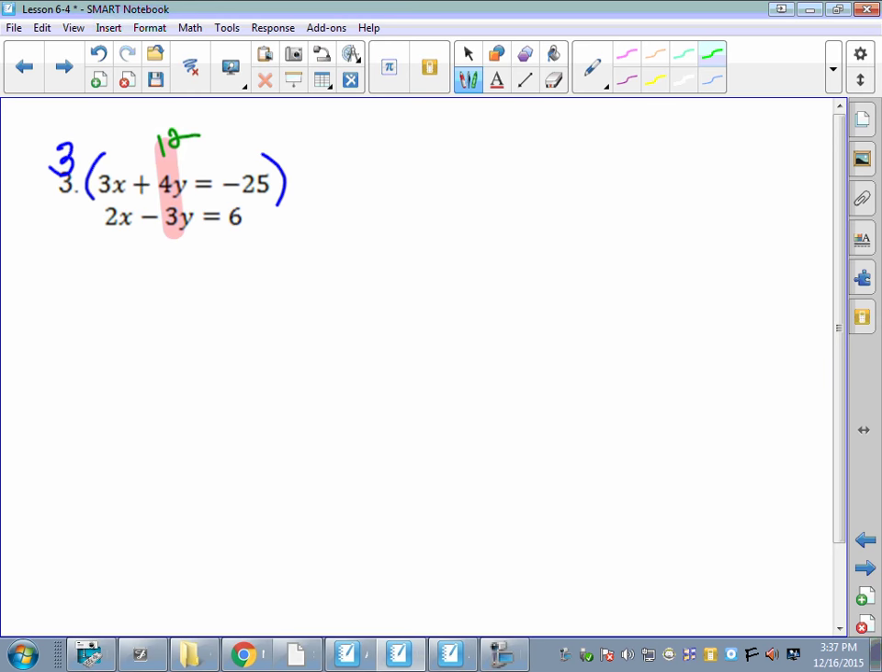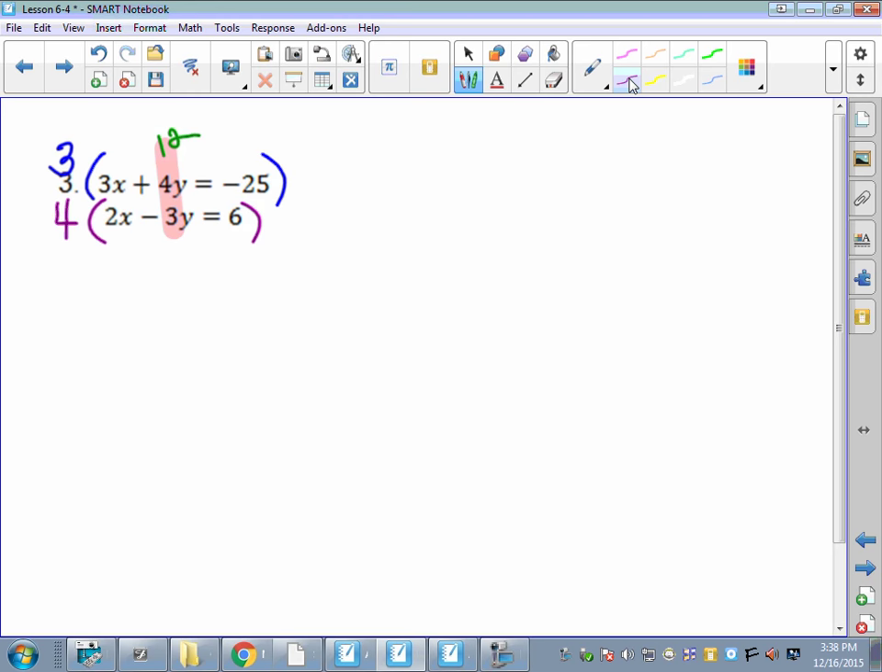Multiply that by 3. The second equation, I want that 3y to become a 12y, so I'm going to multiply everything there by 4. And again, I don't have to worry about signs because the y's already have opposite signs. So both equations are going to change this time. I've got to distribute that 3 on the top equation and the 4 on the second equation.